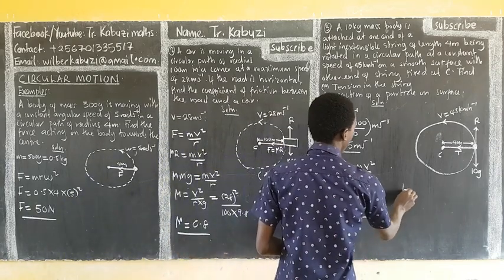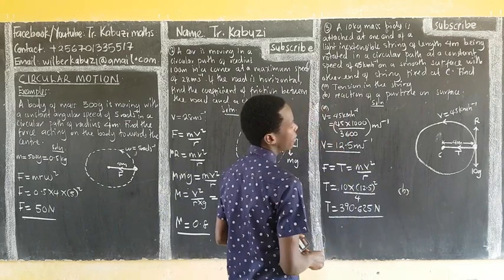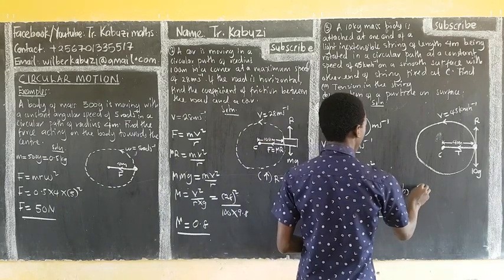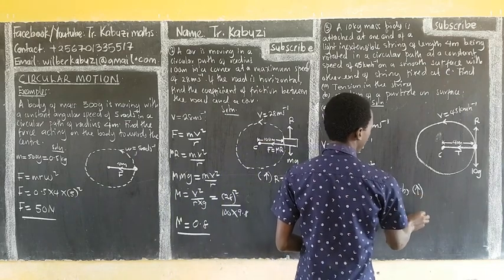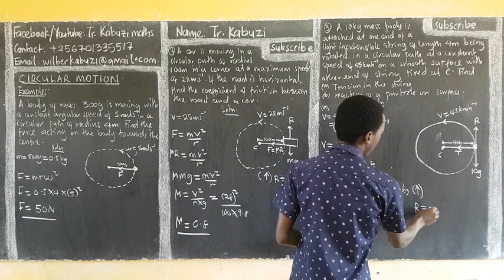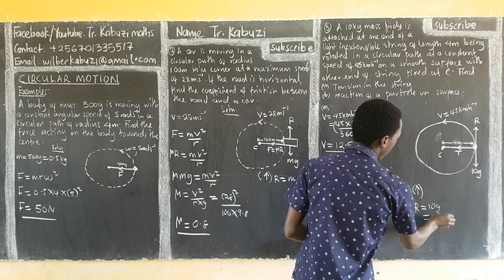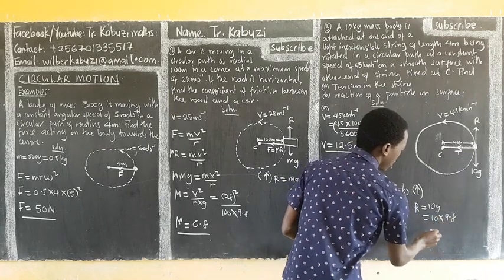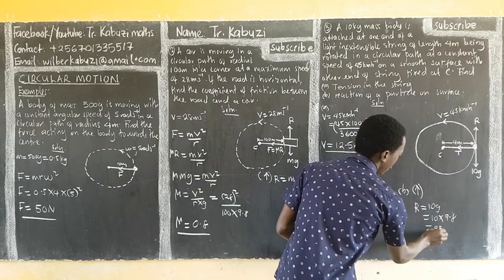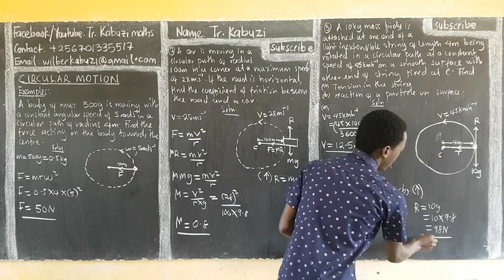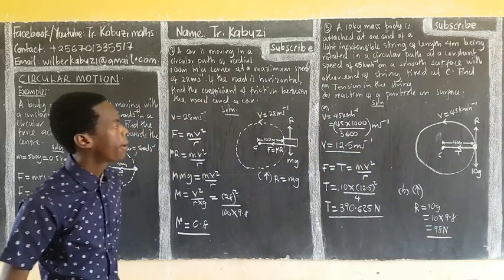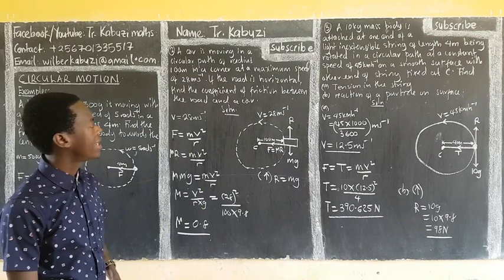Then my part B, they want me to get the reaction of the particle on the surface. So if I resolve vertically, my R is equal to 10g, which is going to be 10 times 9.8. It's going to be 98 newtons. That would be the answer. So that's what we had in this lesson.